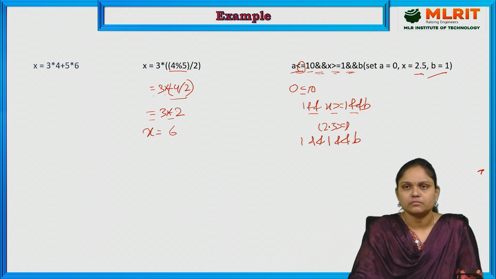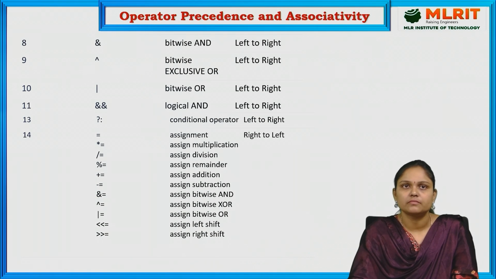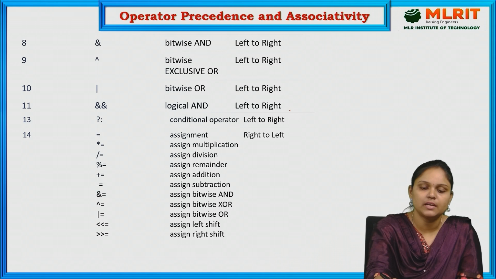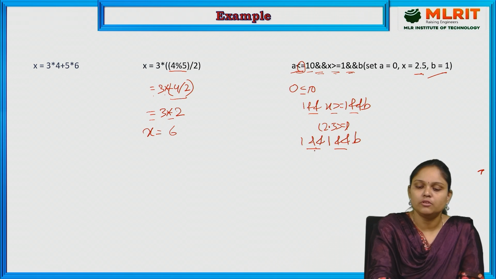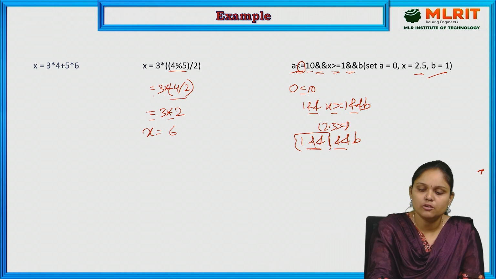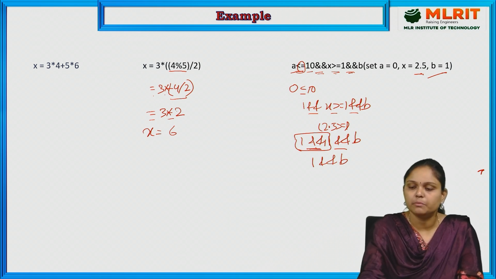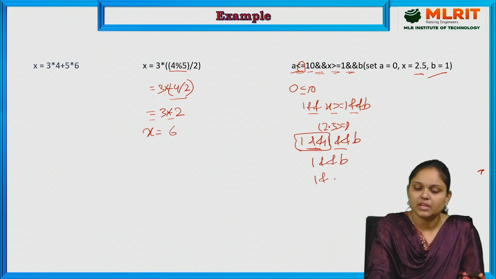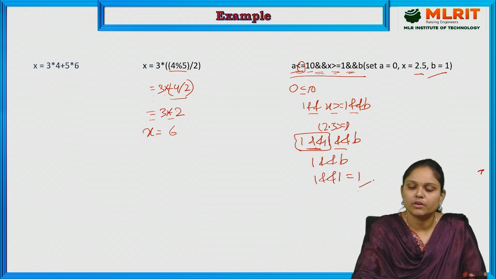Here we have both logical AND operators. Coming to the chart, the logical AND operator has the associativity property of left to right. So the first, left logical AND operator is evaluated first. So 1 and 1 will be 1. Next, we take this logical AND operator and b, and the b value is 1. So 1 and 1 is equal to 1. So the value of this expression is 1.